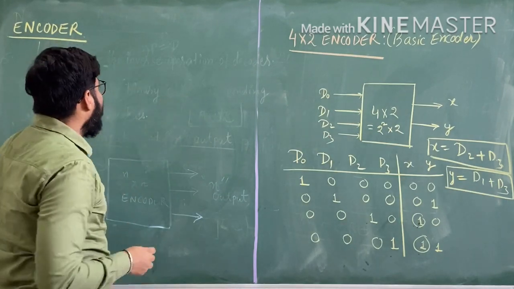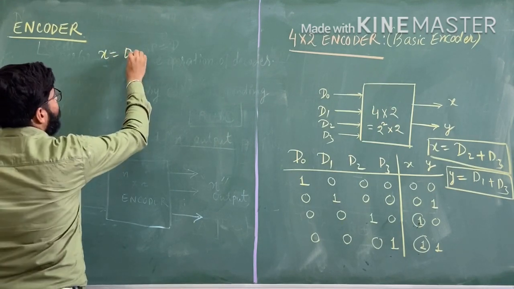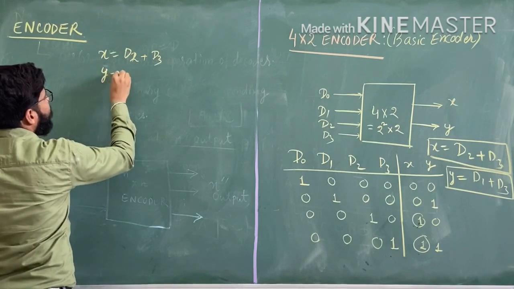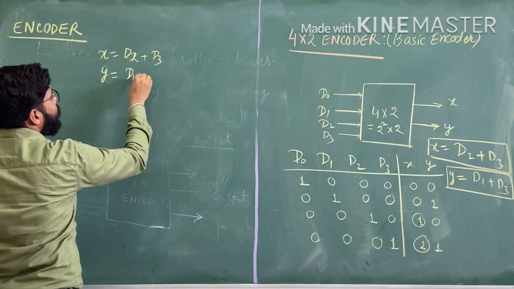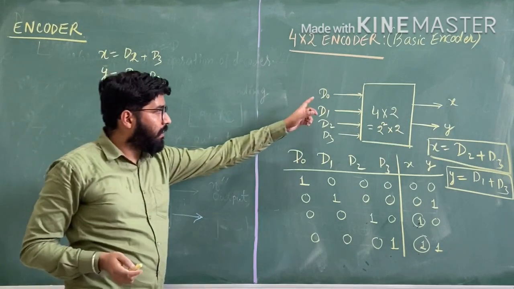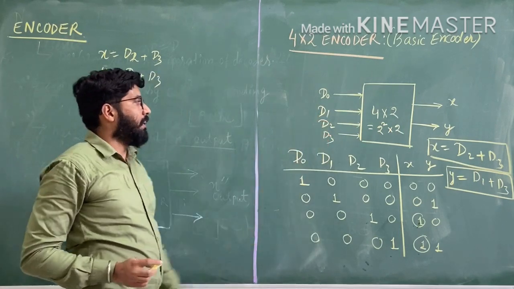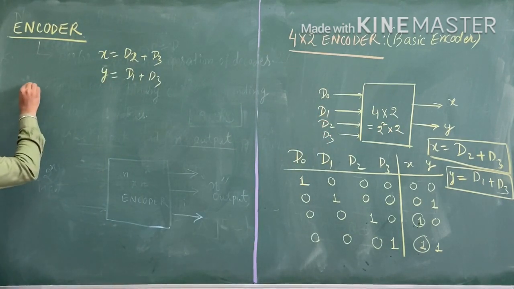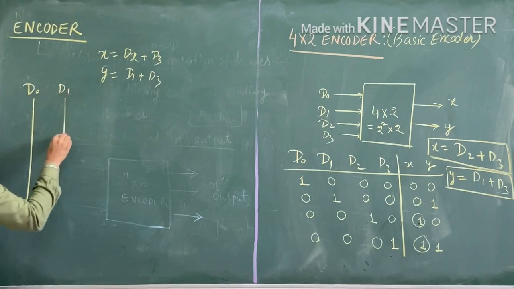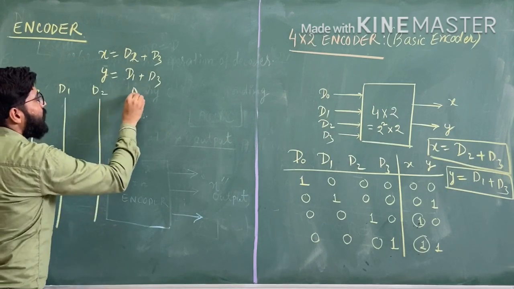Now we design a 4 cross 2 encoder. So x equals d2 plus d3 and y equals d1 plus d3. Now we have 4 inputs, that is d0, d1, d2 and d3. We will put here d0, here d1, here d2, here d3.